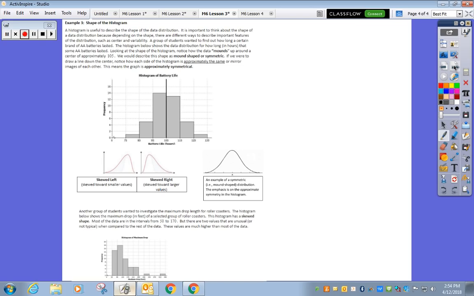A group of students wanted to find out how long a certain brand of AA batteries lasted. The histogram below shows the data distribution for how long in hours that some AA batteries lasted. Looking at the shape of the histogram, notice how the data mounds up around the center of approximately 105. We would describe this shape as mound-shaped or symmetric. If we were to draw a line down the center, notice how each side of the histogram is approximately the same or mirror images of each other. This means the graph is approximately symmetrical.